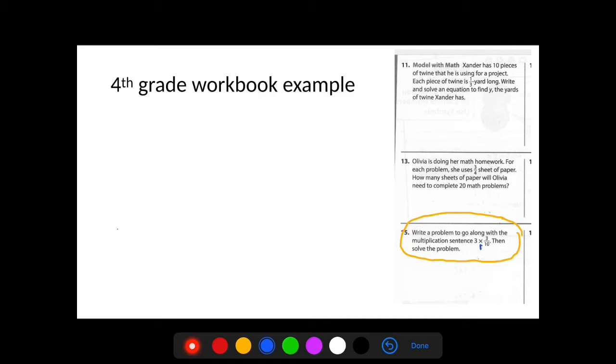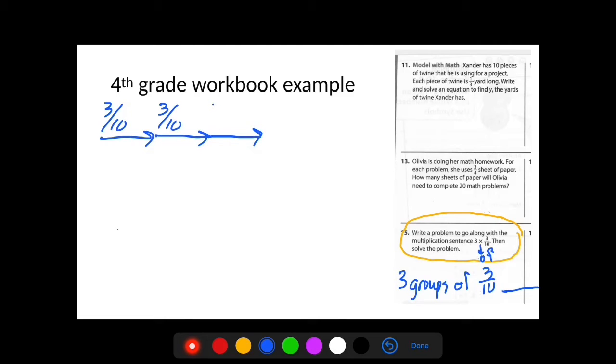Well, I know that I can think of my times as "of," so I could think about this as 3 groups of 3/10. And I'll have to figure out 3/10 of what. That's implied in the fraction too. We have to have some whole. So I'm going to draw 3 equal groups and label them each 3/10.